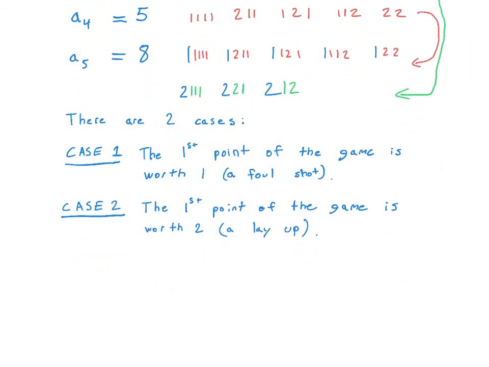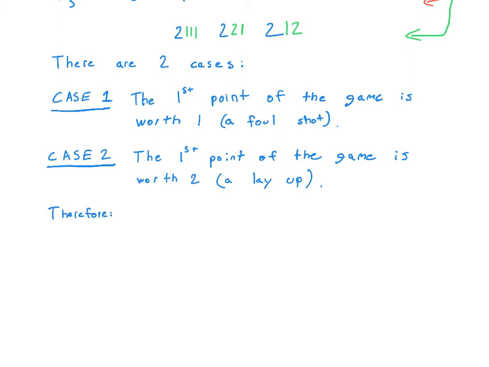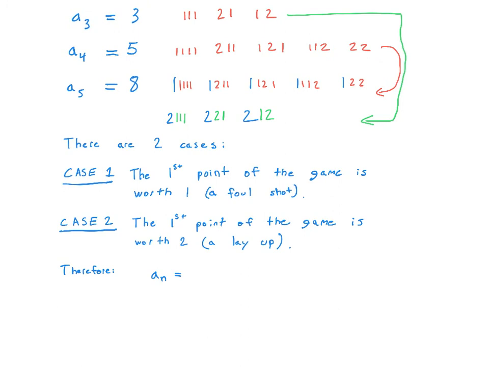So therefore, we can write down a recurrence relation. So a sub n is equal to these 2 cases put together. So in case 1, when the first point is worth 1, there are a sub n minus 1 ways to finish off the game. So if we think from above, looking back, when we score the 1 pointer first, we look back 1 step to a sub 4. So in general, below, a sub n is equal to a sub n minus 1 in regards to case 1.